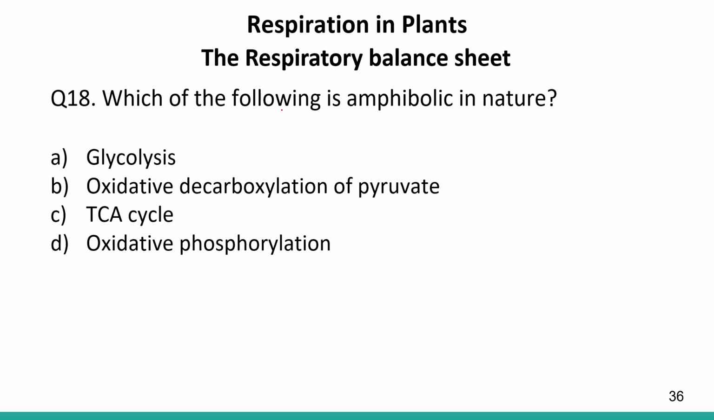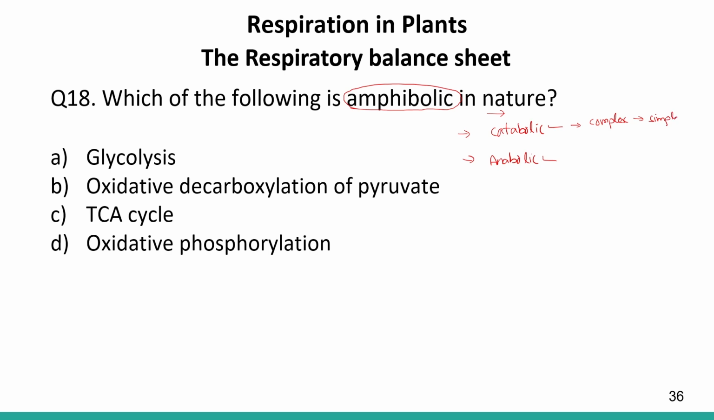Now coming to the next question, which of the following is amphibolic in nature? You can circle this term, amphibolic. Amphibolic means when a pathway is both catabolic as well as anabolic. A pathway is said to be amphibolic in nature when, depending on the requirement of the organism, it can switch either to the catabolic mode or to the anabolic mode.